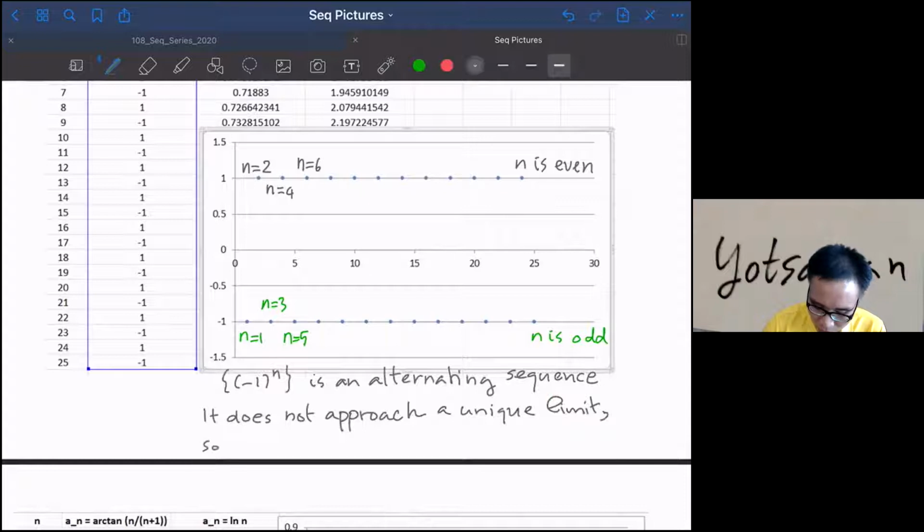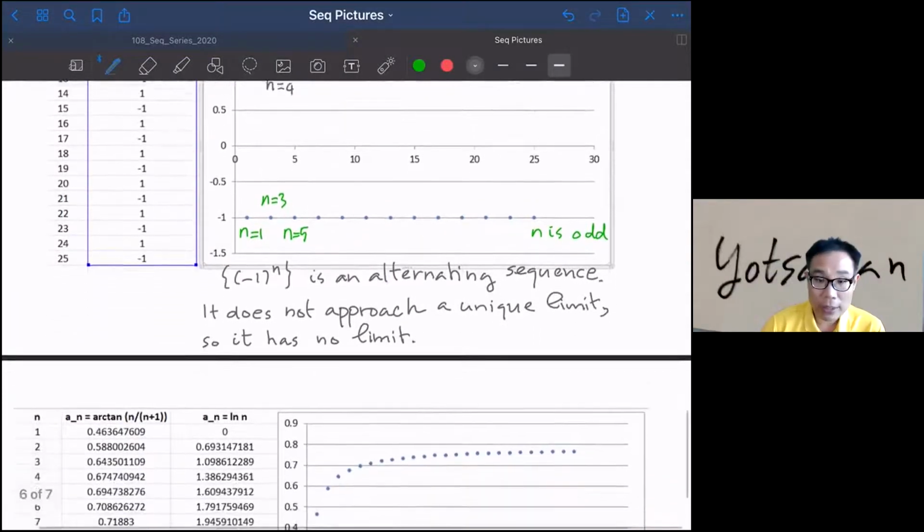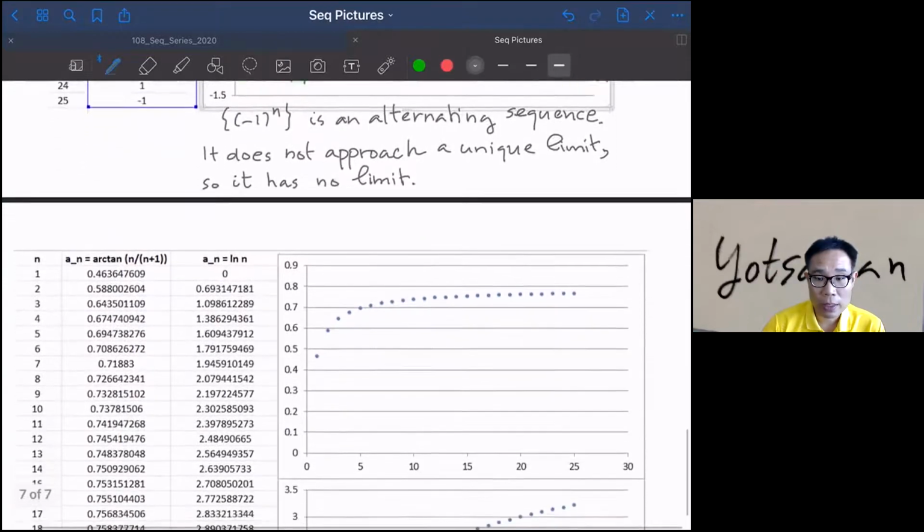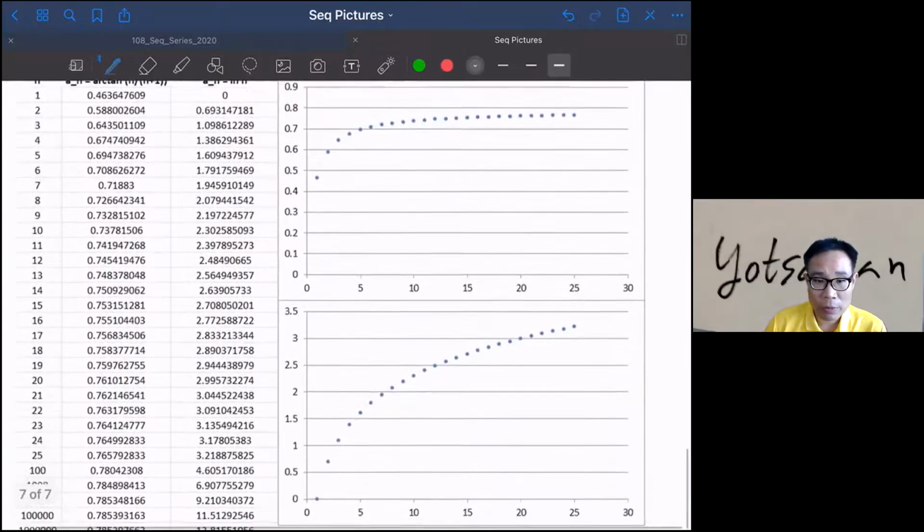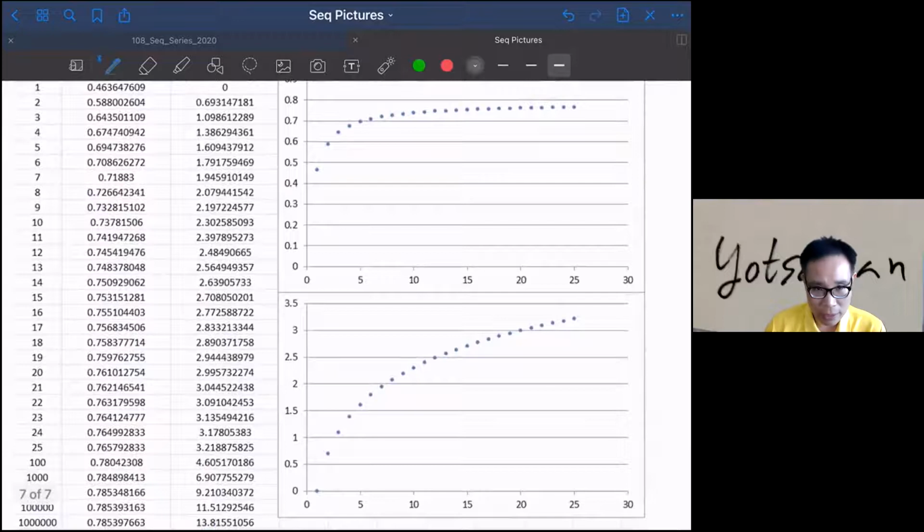So you conclude that this sequence will have no limit, or the limit does not exist, like last semester. So what we have been doing so far is finding the limit of a sequence by looking at the picture.